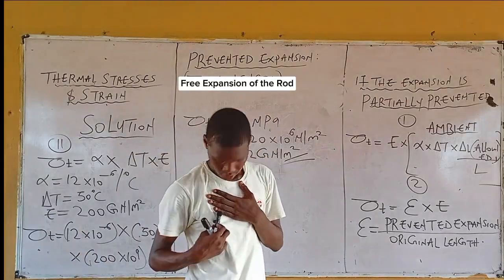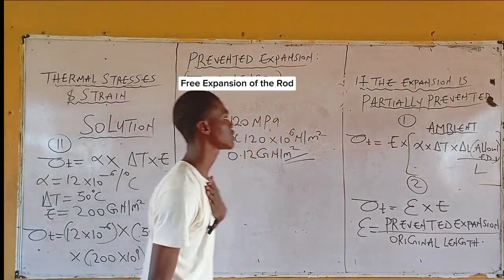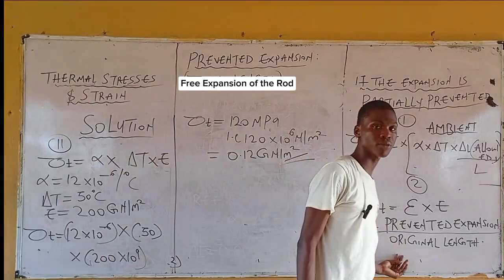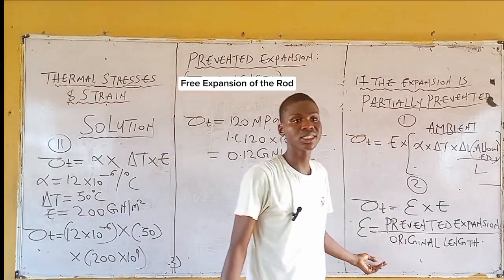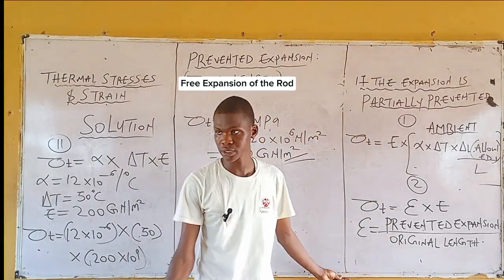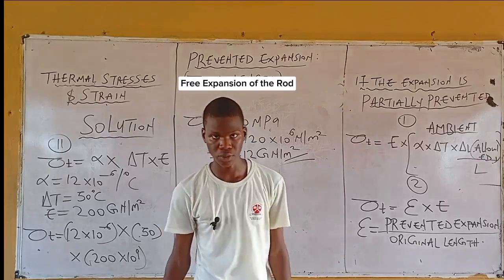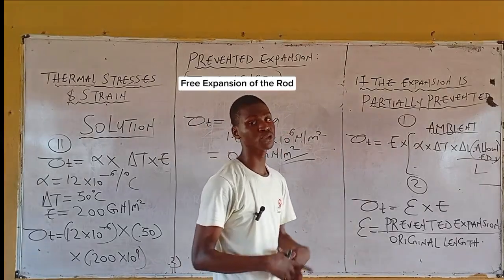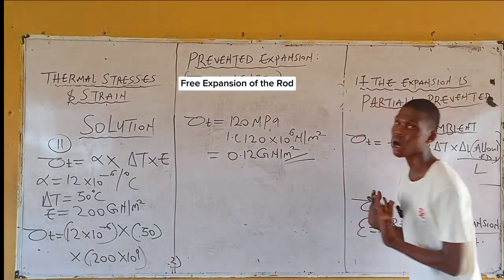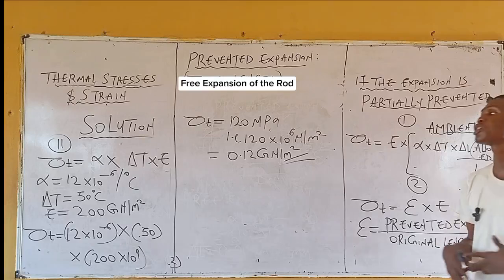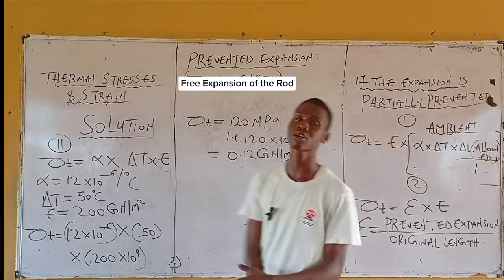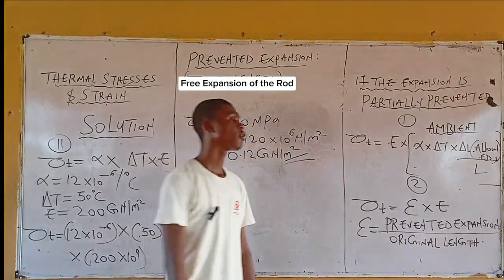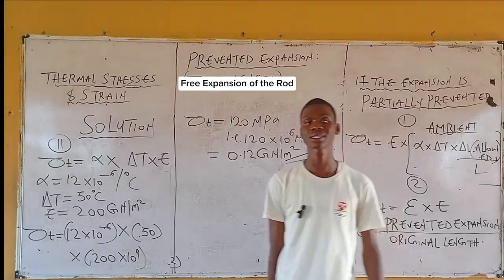Now, it is your choice. I said, when it comes to partially prevented expansion, we have 2 formulas. This is the first formula, and this is the second formula. Whichever one you feel is easier for you, make use of it. For this particular question, I'm going to use both formulas, the first one and the second one, just to confirm if you are going to get the same answer.